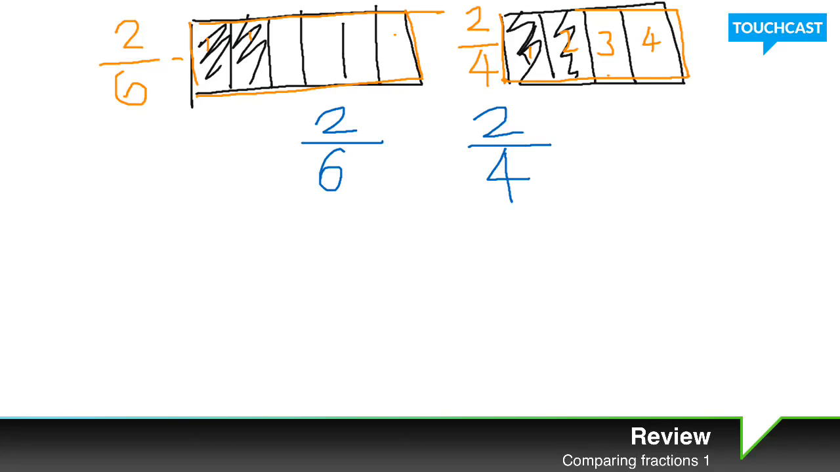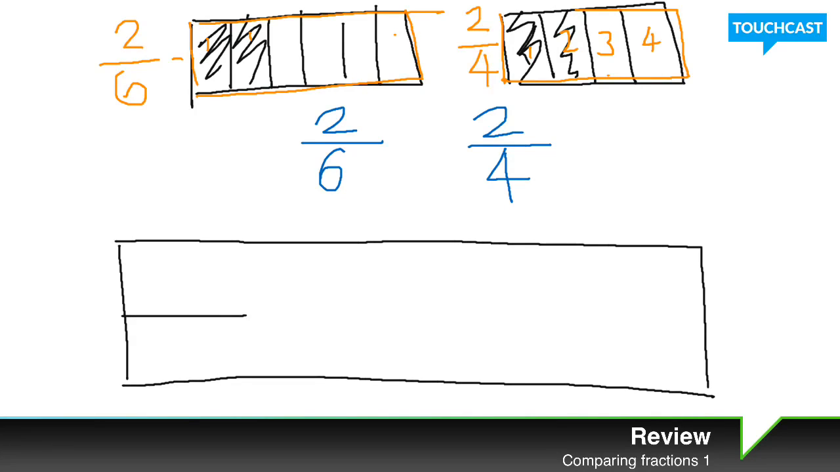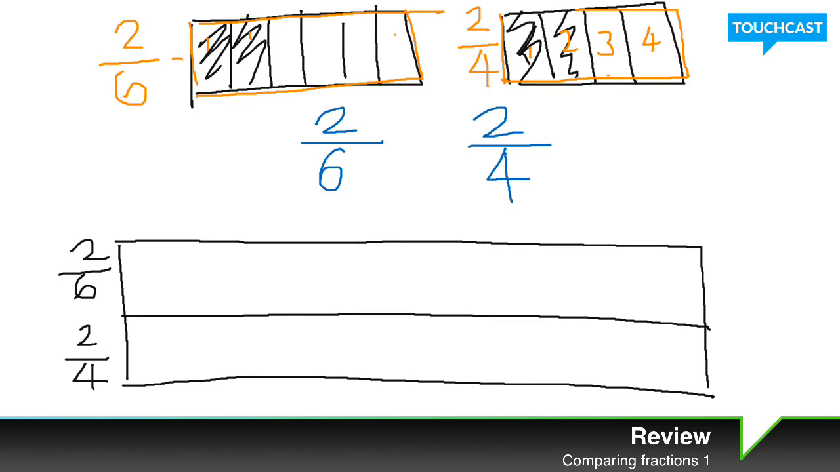So let's make sure that our wholes are the same size. So let's go ahead and draw a big fraction bar. You can go ahead and do this on a paper along with me. And I'm going to split this fraction bar all the way down the middle, long ways down. The top fraction bar I'm going to do is 2 sixths, and the bottom is 2 fourths. I can do it in any order, it really doesn't matter.